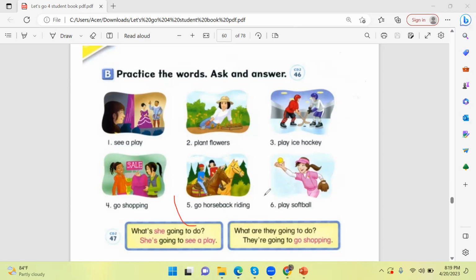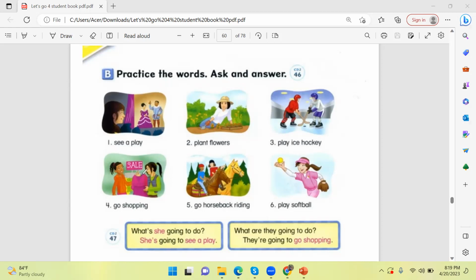And then how about this one? Number five. Go horseback riding. Very good. How about this one? Play softball. Very good. And then we have here the two boxes below.